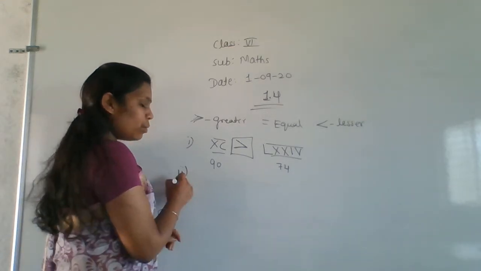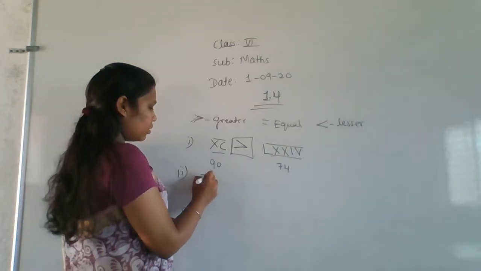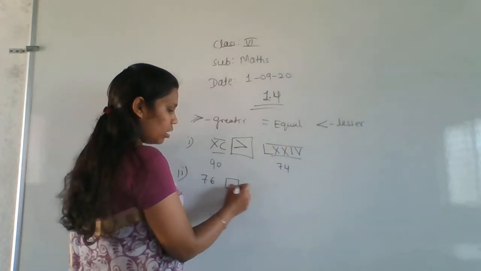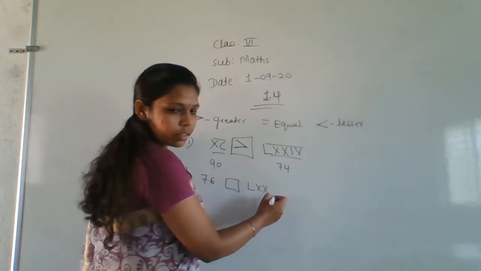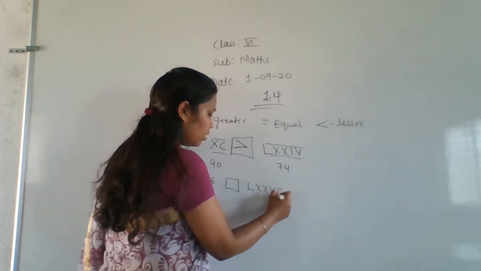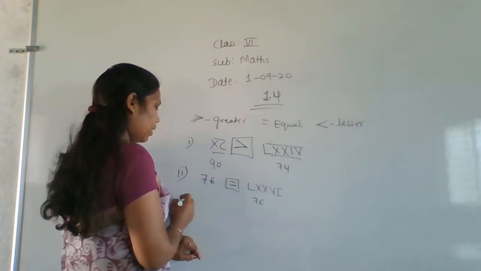Next, the second one. That is 76. And here L, X, X. This is also 76, right? So both are equal, right?